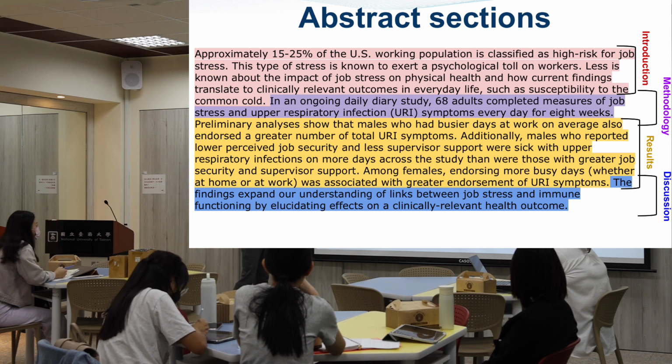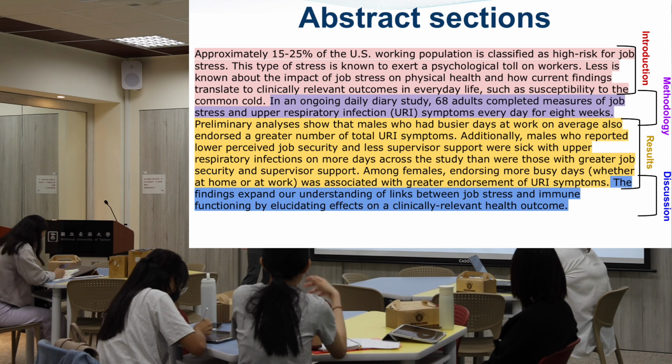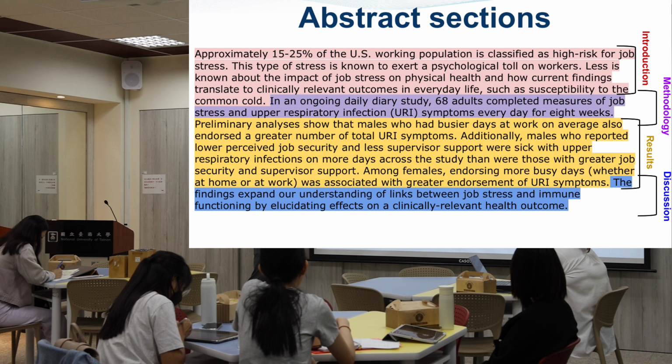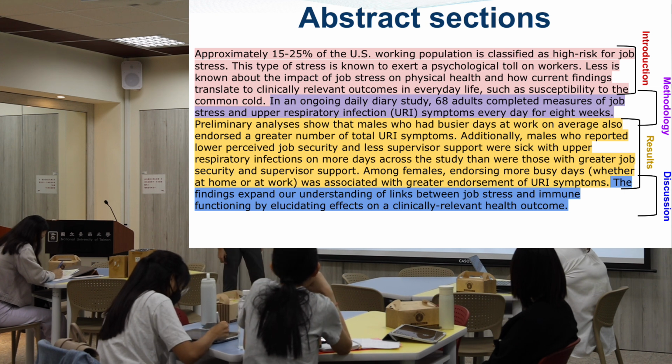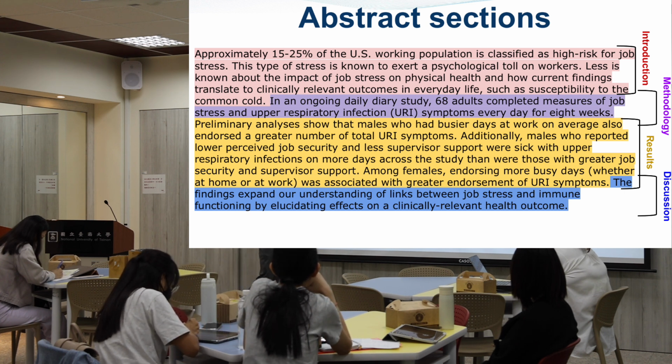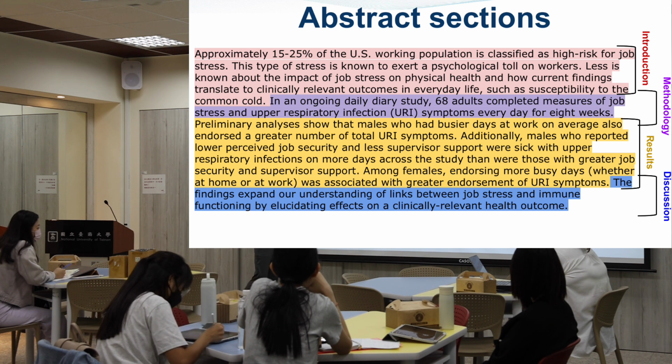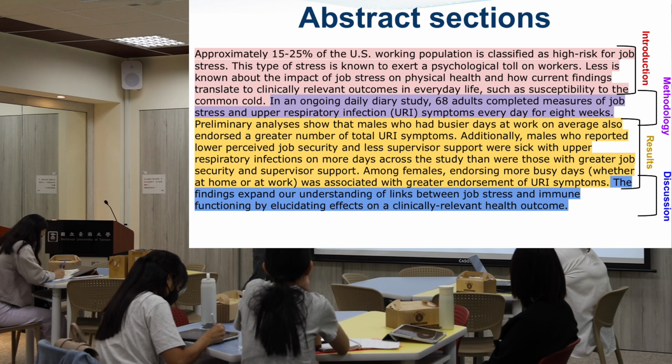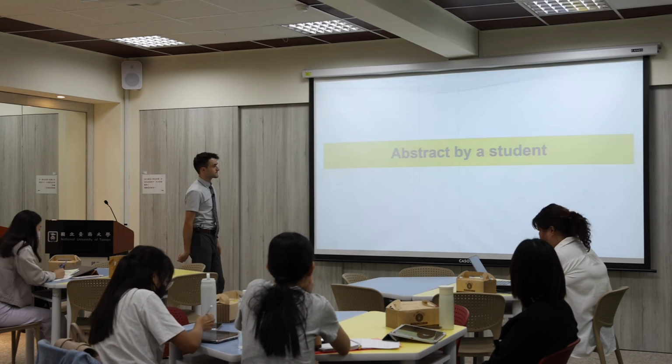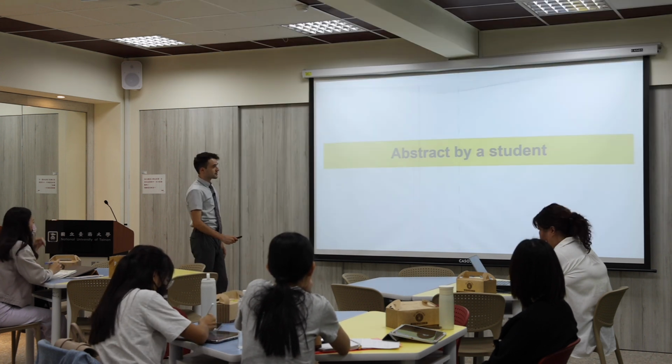Notice how the methodology and discussion are short? That's just chance. Your methodology and discussion might be long. So this is not consistent for every paper. This study has a lot of results because they studied different aspects of men and women. So they had 2 groups. That means they had a lot of results to talk about. Okay, abstract by a student.